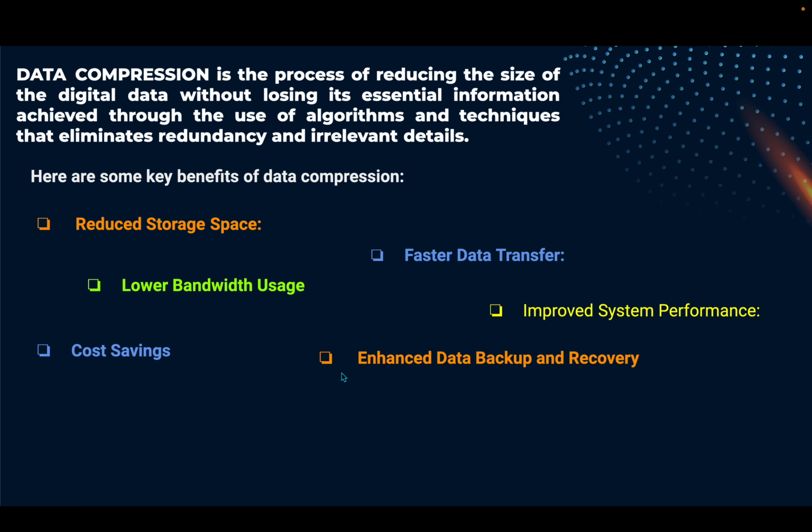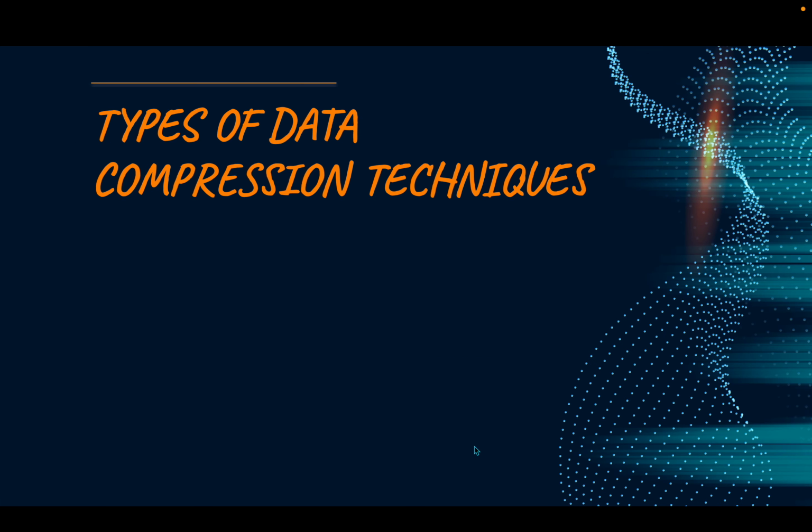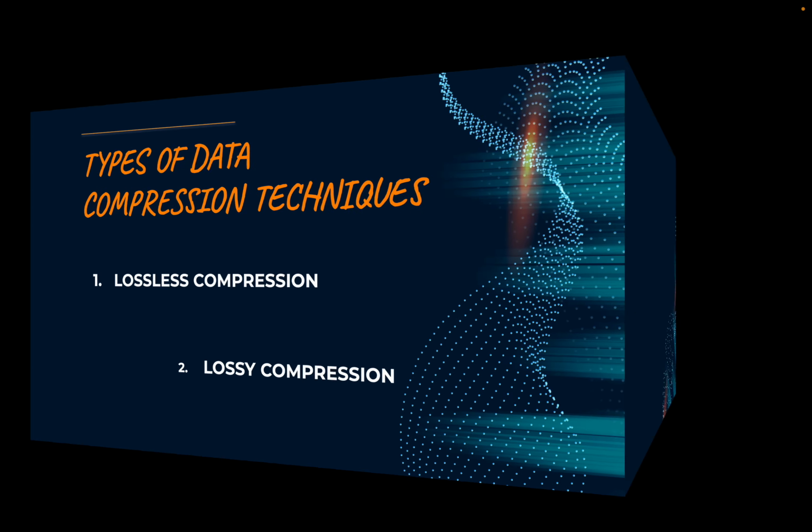Sixth is data backup and recovery. Seventh is increased capacity for data analysis. Eighth is preservation of data integrity. There are mainly two types of data compression techniques. First is lossless compression and second is lossy compression.